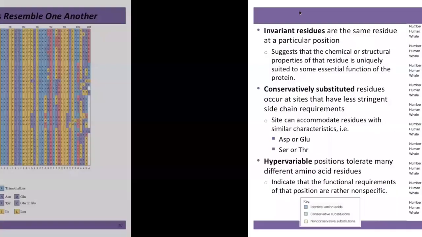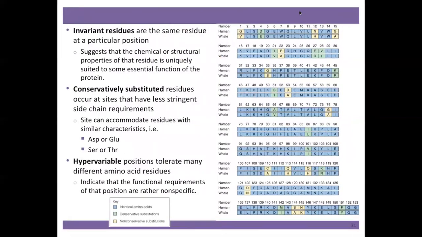Okay, so what we want to do is just talk about it. I've got a different sequence. This is just comparing two, so it doesn't really have the wealth of information here. But what we can do is classify the residue as invariant. As you'd expect, invariant is the same residue at a particular position. Over here, we're just comparing a protein between human and whales, and you can see that there's lots of invariant positions here. You can imagine the more species that you get, you're going to see some variations.